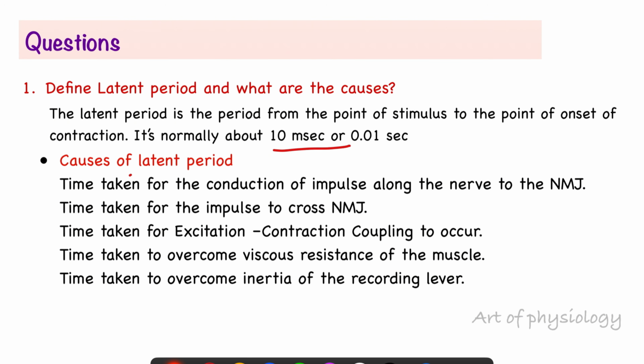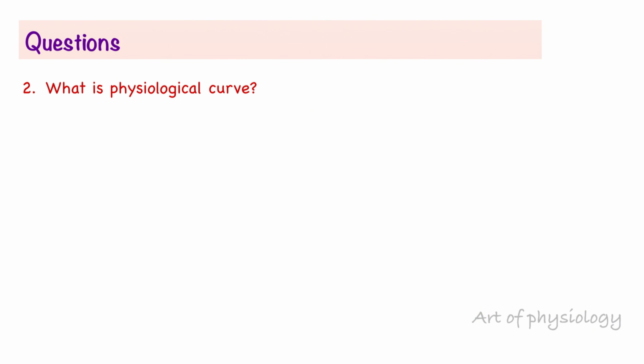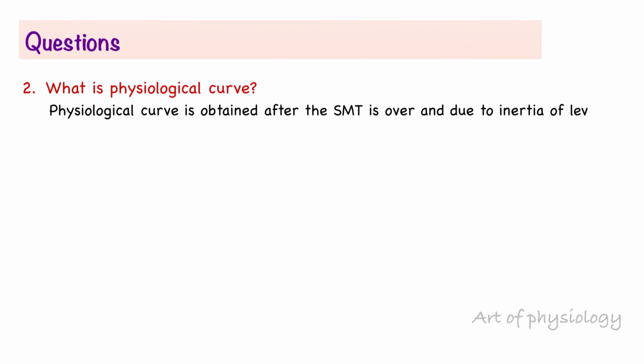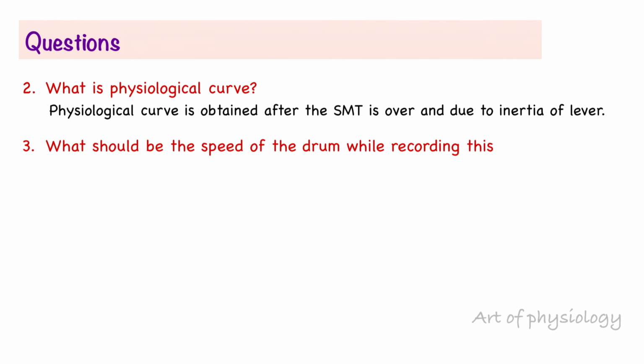Then it will take time to overcome the viscous resistance of the muscle and the time to overcome the inertia of the recording lever. Because of all this, there is a gap. So that is the latent period and this question is very important. What is the physiological curve? It is coming after the SMT, just because of the inertia of the lever. What should be the speed of the drum while recording the graph? It should be 640 millimeter per second.